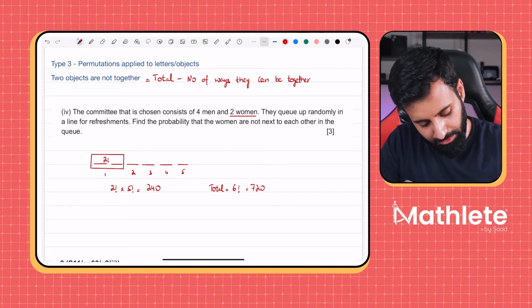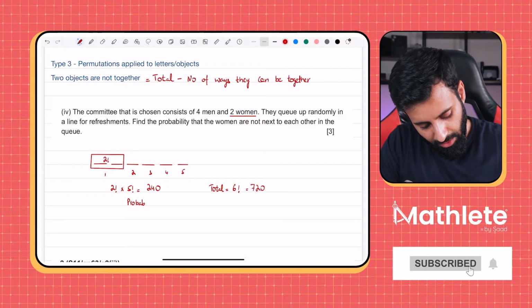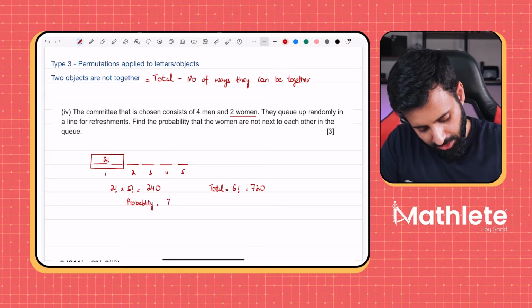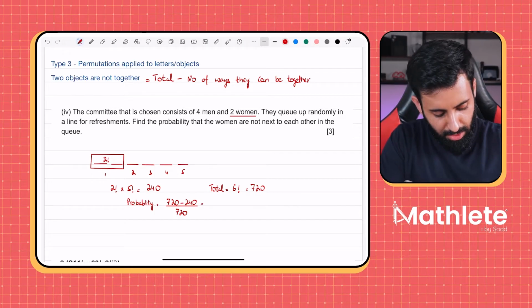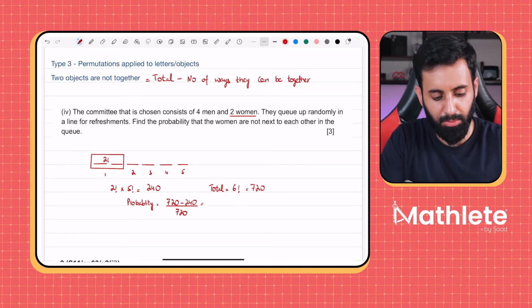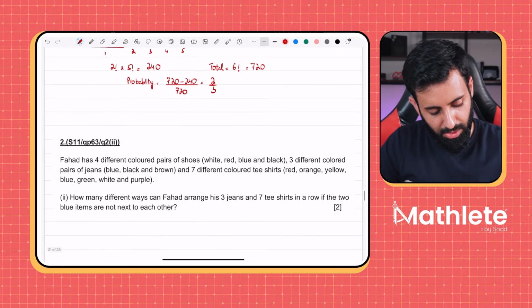Or you can just work it out directly, that the probability of the number of ways that they are not together is equal to 720 minus 240, total minus the number of ways they are together, divided by the total. So let's see, what do we get? So we have 720 minus 240 divided by 720, so we get 2 upon 3, and that is the correct answer. Okay, so 3 easy marks.